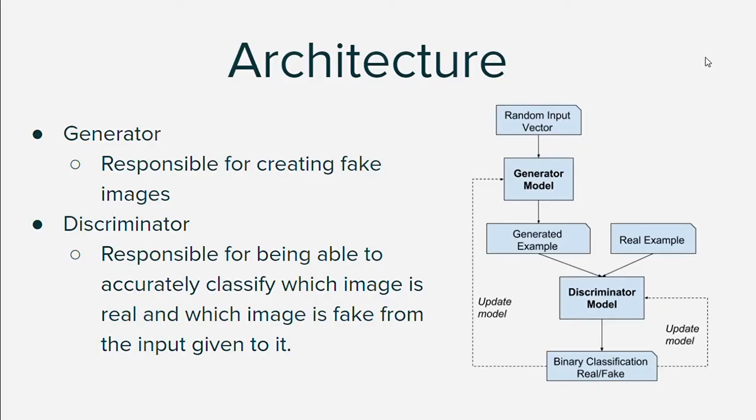Coming to the architecture, generative adversarial network models should be trained using realistic fundus images. As mentioned above, generative adversarial networks constitute two models, generator and discriminator. The generator is responsible for creating fake images, and the discriminator is responsible for being able to accurately classify which image is real and which image is fake from the input given to it. Both the generator and discriminator models should be trained using the training data. Initially, the dataset is divided into various batches. The generative adversarial network is trained using these batches one after the other.